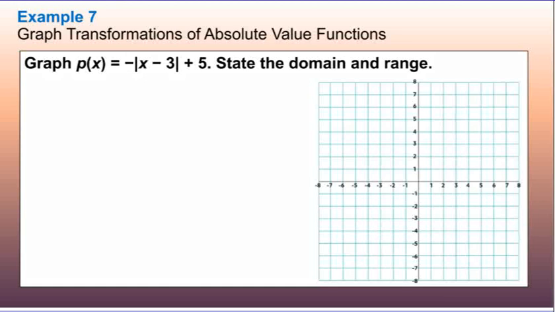So now let's look at this one. It says graph p of x equaling negative absolute value of x minus 3 plus 5, and then state the domain and range. So let's graph this first. I know the absolute value vertex is right here, so 3, 5. So I can go to 3, 5. That's my vertex.